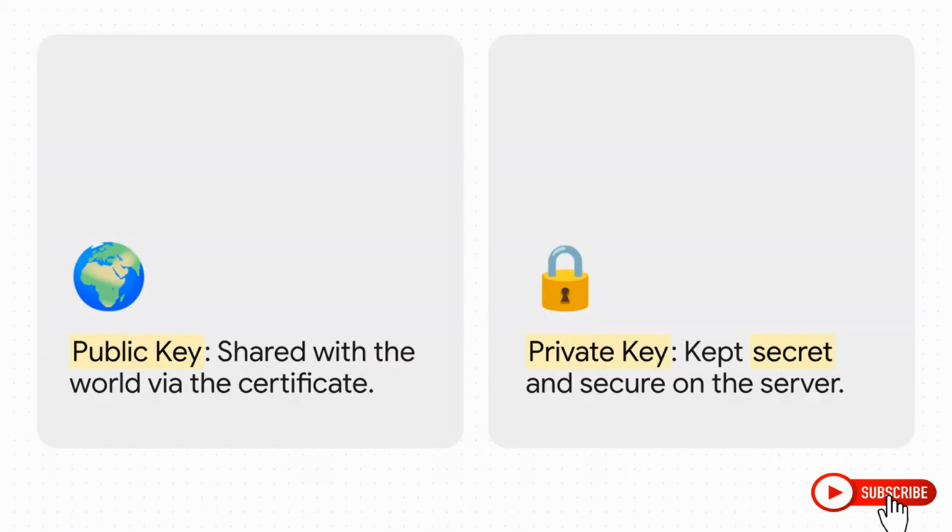Now, that public key is only half the story. It's part of a matched pair. The public key, just like the name says, is shared with the world inside that certificate. Anyone can look at it. But its partner, the private key, is kept totally secret, locked away on the website's server. And this is so important. If that private key ever gets out, the whole system of trust for that website just completely falls apart.